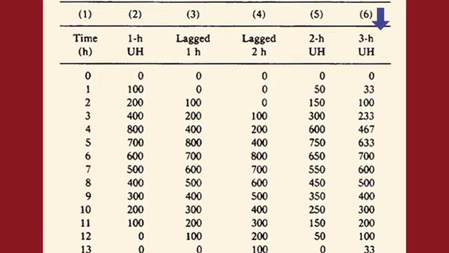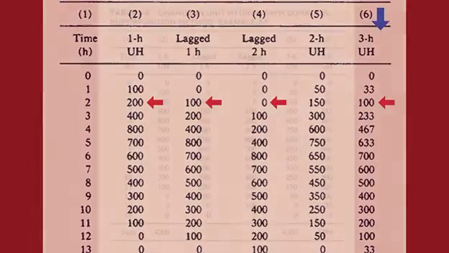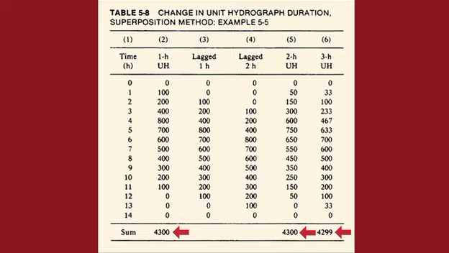Column 6 shows the ordinates of the 3-hour unit hydrograph, obtained by summing up the ordinates of columns 2, 3, and 4 and dividing the sum by 3. The sum of columns 2, 5, and 6 is the same, indicating that the volume under the unit hydrographs corresponding to 1 unit of runoff has been conserved.